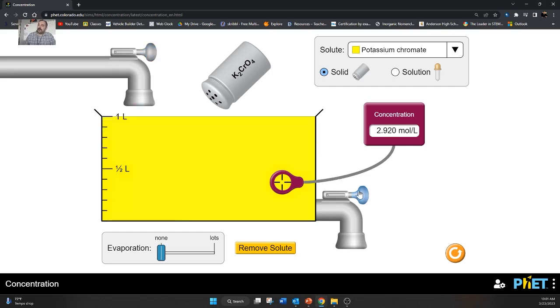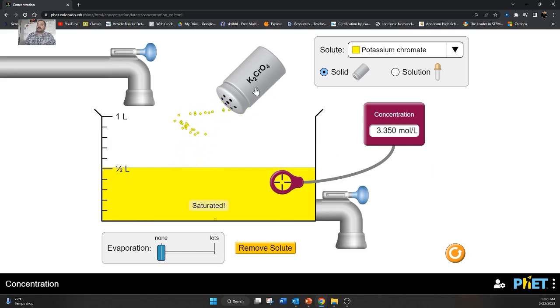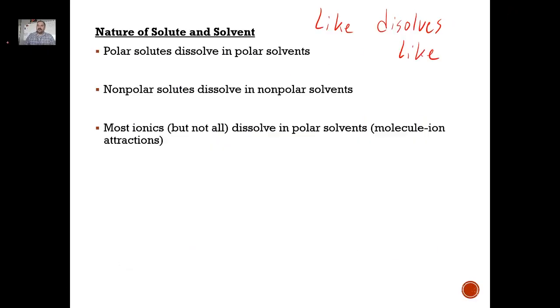And now we've reached the point where it's not saturated anymore. And what that means is I can add more solid now. So we're going to add a little more solid. And then here we are, we're saturated again. We can add more. And that's what I wanted to show you guys.